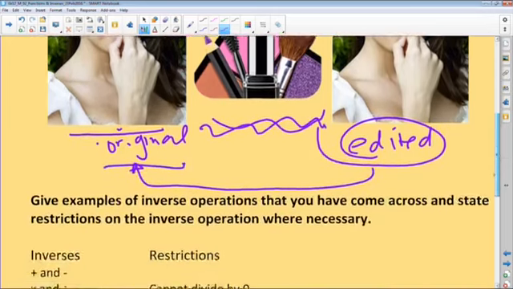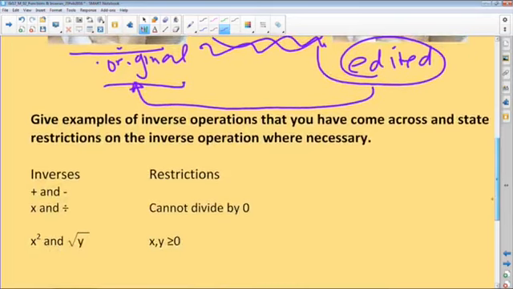All right. I then said to you, give examples of inverse operations that you may have come across and state restrictions on these operations. So the classic one, we know that addition is the inverse of subtraction. And in the same way, remember I said it works both ways.